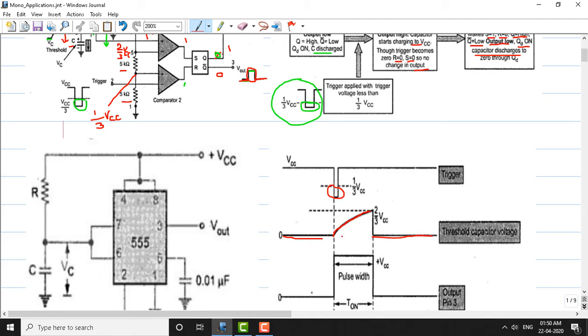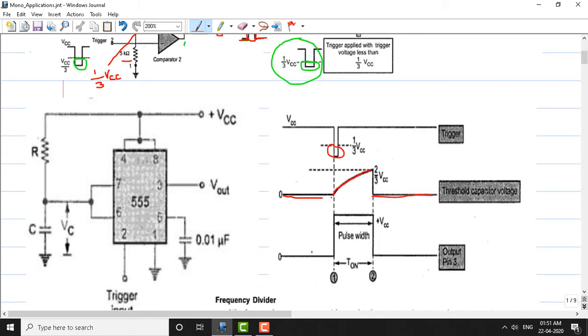Now capacitor charging is an exponential equation. So charging voltage across the capacitor starts from 0 and it charges on the way up to the 2 by 3 VCC. So this waveform shows the threshold capacitor voltage. And as long as the capacitor is charging, we can observe here the output pulse at pin number 3. It's going to be at high level here. So output of monostable multivibrator stays at high.